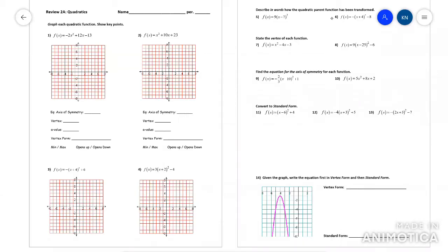All right, this video is going to go over the test review for quadratics. I'm going to be going kind of fast, so if I move on too quickly, just pause it. And also, if you don't need help in a particular area, just fast forward through the video to the places that you do need help.